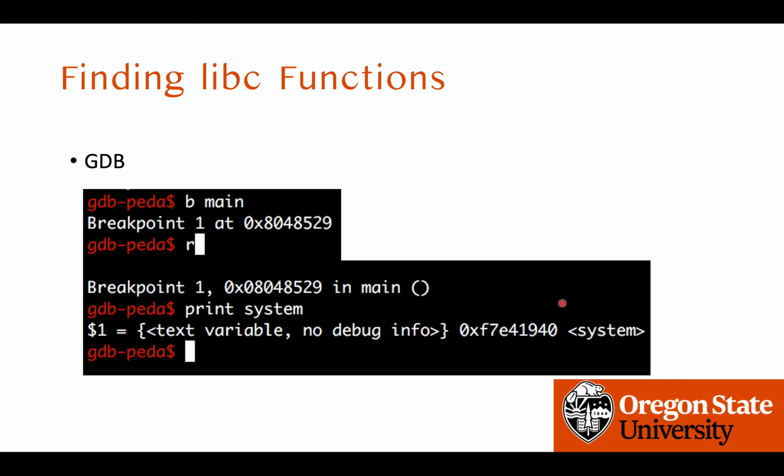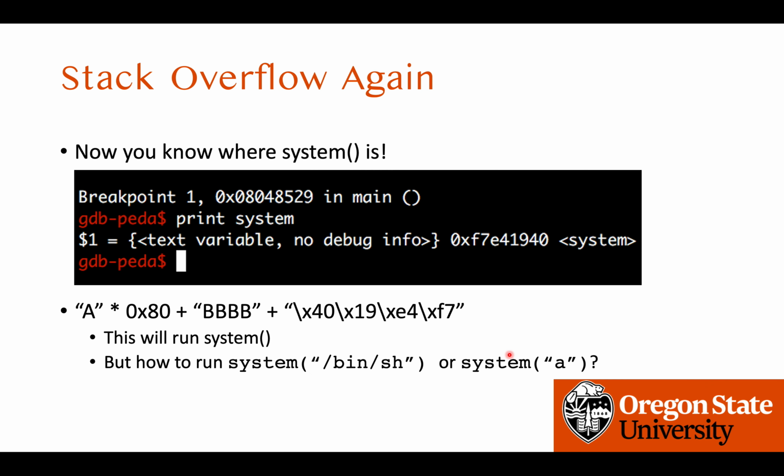Then the next question is: now that you know the address of system, you can put this as a return address. Then how can you run system with a specific argument like /bin/sh? For example, if you fill the buffer, the saved EBP, and put this address as the return address, then this will run the system function at the return. But how can you run system /bin/sh, or system cat flag, the specific command that you want to run?